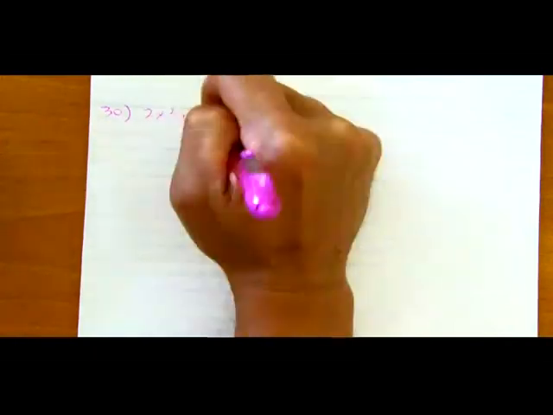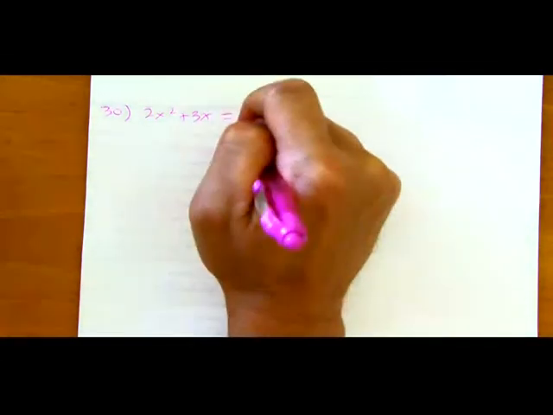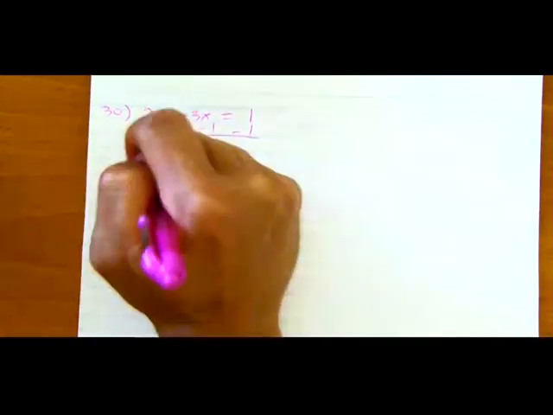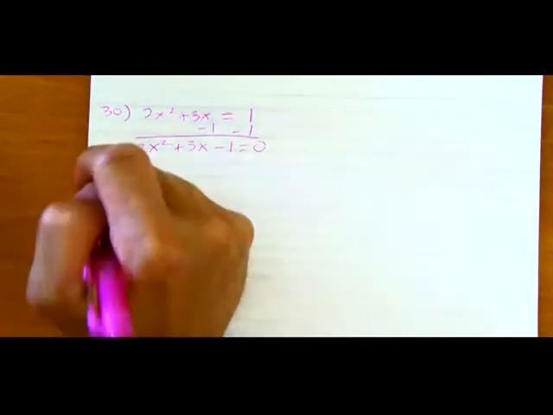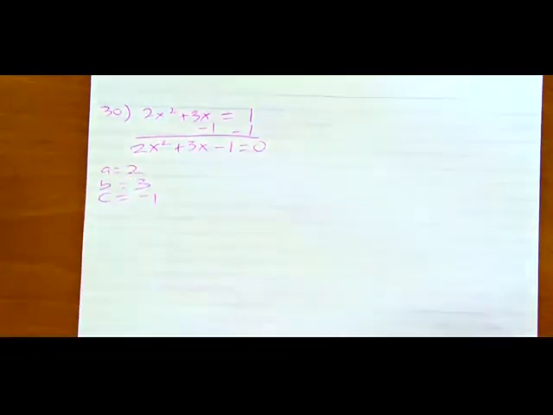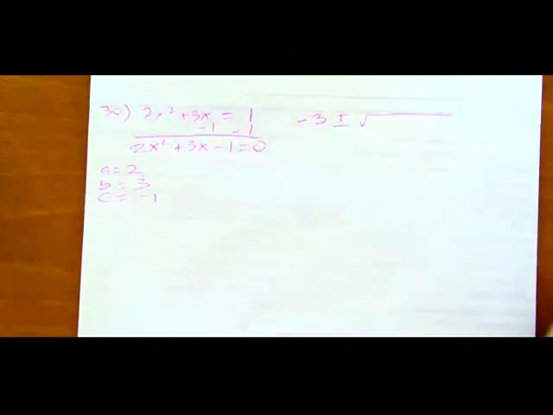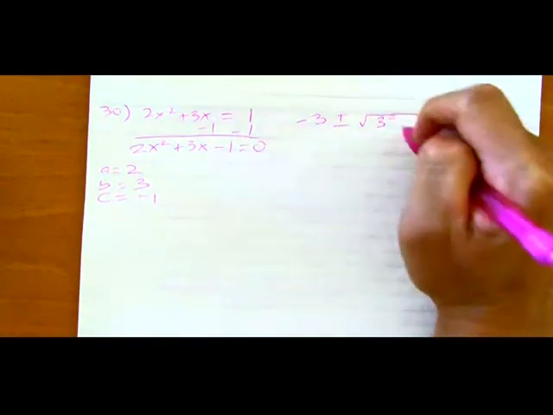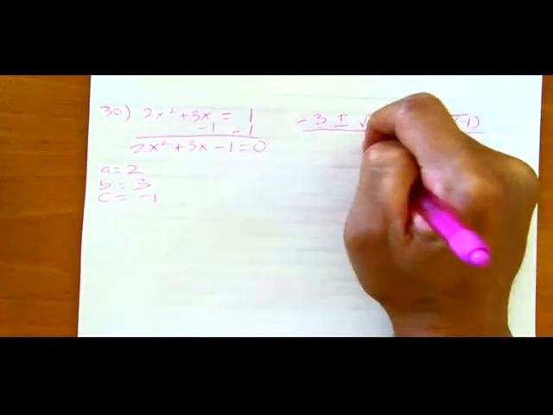Number 30. 2x to the second plus 3x equals 1. We need to get it in standard form. It's 2x squared plus 3x minus 1 equals 0. A is 2, b is 3, c is negative 1. Negative b plus or minus radical b squared minus 4ac all over 2a.